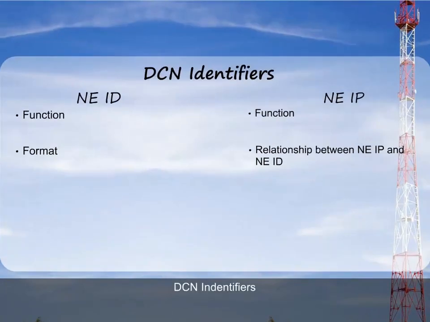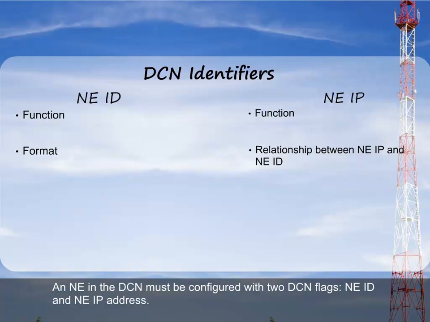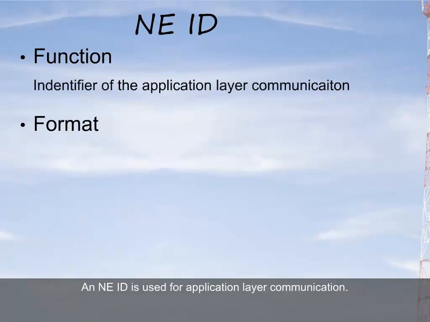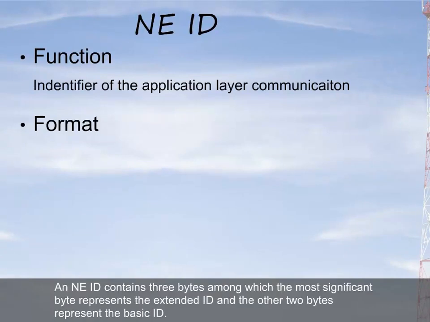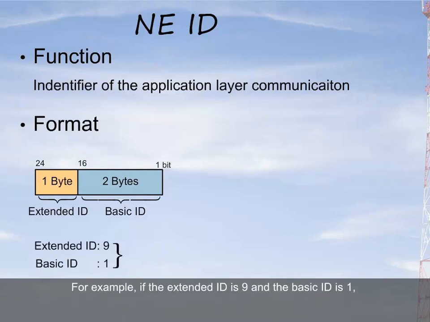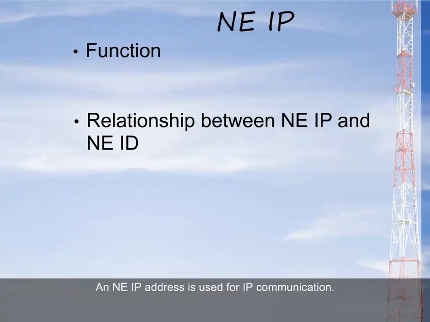DCN identifiers. An NE in the DCN must be configured with two DCN flags: NEID and NEIP address. An NEID is used for application layer communication. An NEID contains 3 bytes, among which the most significant byte represents the extended ID and the other 2 bytes represent the basic ID. For example, if the extended ID is 9 and the basic ID is 1, the NEID is represented as 9-1. An NEIP address is used for IP communication.